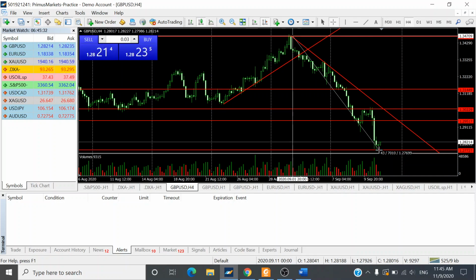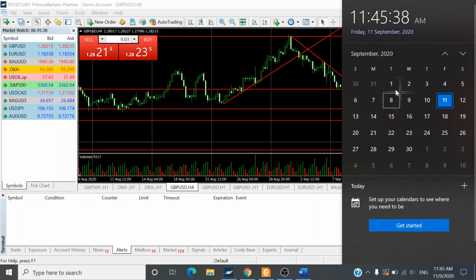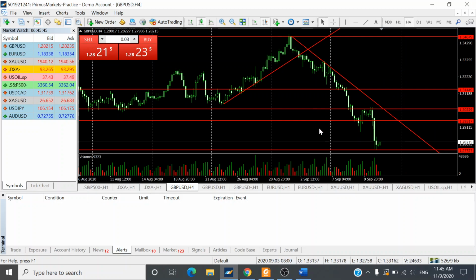So today is the 11th of September. There's about 10 days in total, and in terms of market days, it's only 1, 2, 3, 4, 5, 6, 7, 8 market days. Okay, so in 8 market days, it has moved down about 700 pips. So that was the US dollar and also the UK pound.